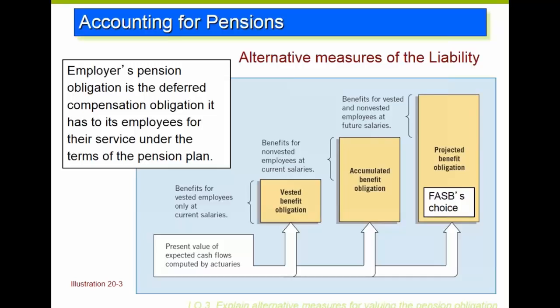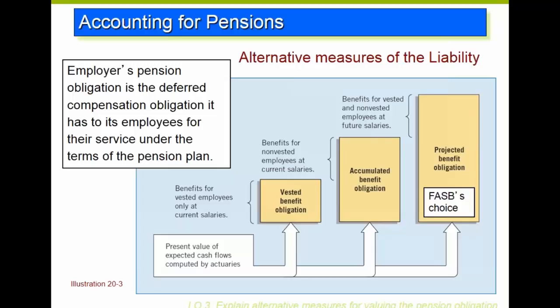The accumulated benefit obligation, which is the centerpiece here, or we call this the ABO, is essentially important because what this defines is what the salary is at retirement if the employee were to quit today. So the accumulated benefit obligation is years of service times the factor times the current salary.